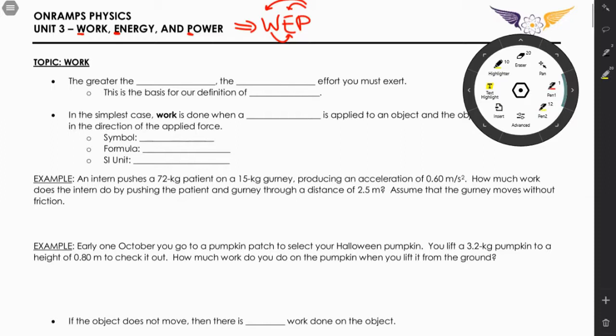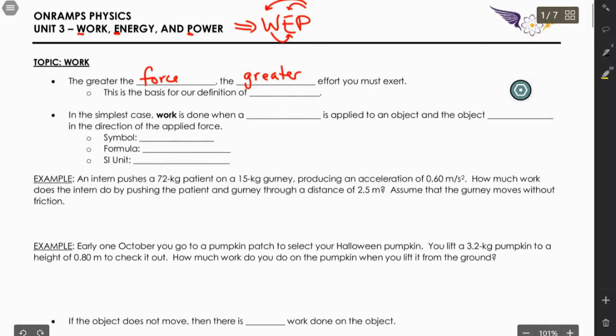All right, so the greater the force, the greater the effort you must exert. So when we think about work, if I were to ask you, when I say the word work, what do you often think of? Everyone thinks about physical exertion of doing something, right? Lifting, pushing, mowing a lawn, that type of idea. And the more that you put out there, the more work that you do.